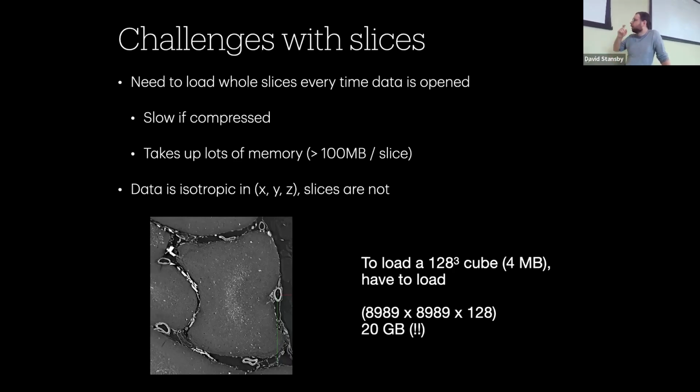So I've taken an example. This is the brain, the black circles. You can see blood vessels running through it. And if I wanted to load a 128 cubed cube, so that's about 4 megabytes of it, I've got to load 128 slices, which is 20 gigabytes. So I load 20 gigabytes, throw away everything else just to get 4 megabytes. So I've laboured the point, but hopefully I've convinced you that storing slices doesn't scale well.